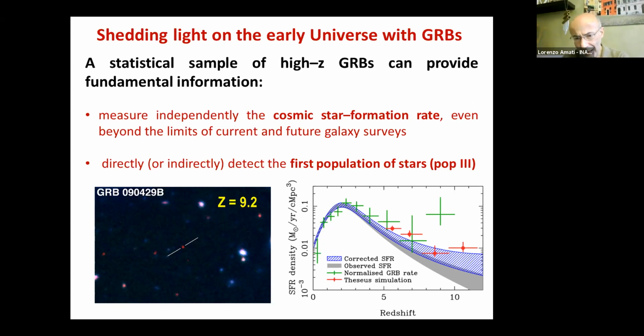And as you can see, there is a lot of uncertainty if you consider the green points or even the shaded regions that are extrapolations from the very massive galaxies. There is a lot of uncertainty. Instead, if you consider the red points, this is what could be obtained with a sample of a few tens of gamma ray bursts at redshift higher than 6. So a huge improvement in the accuracy of the determination of star formation rate evolution.